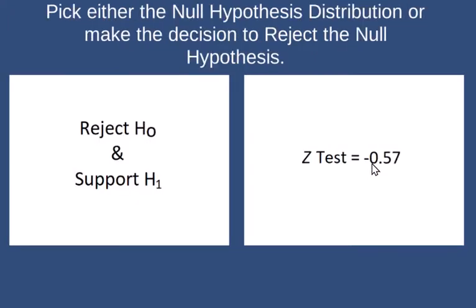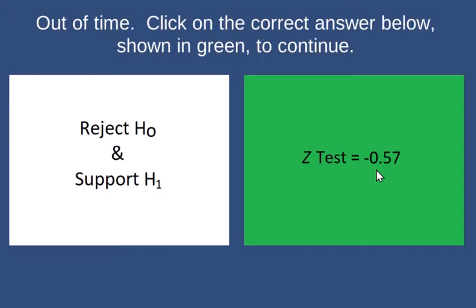Okay, so we get a z-test of negative 0.57. Again, think about the empirical rule. It says that 95% of the values will occur approximately within 2 standard deviations. And so if our sample mean is within that 95%, we're saying, hey, the null hypothesis distribution did a good job of telling us where it should be. On the other hand, if the sample mean is outside that middle 95%, then we'll reject it.